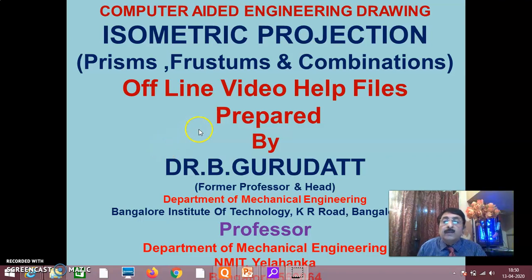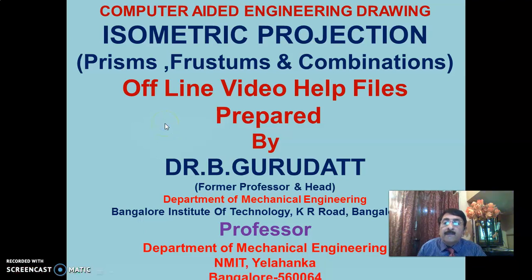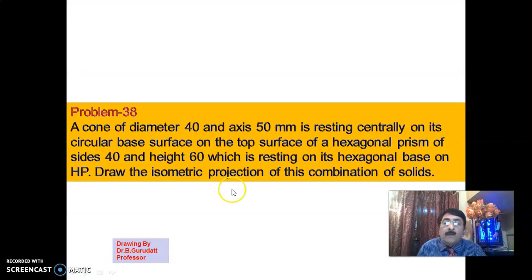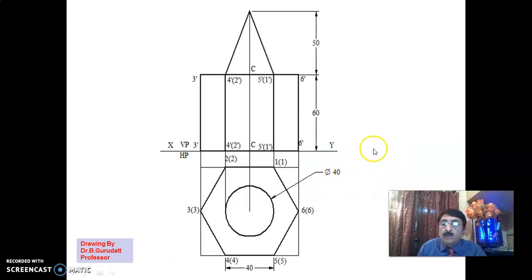Hello everyone, welcome to session 15 on isometric projections where we are doing combination of solids involving prisms, spheres, etc. Okay, here you see here. Now in this problem, the orthographic projection of an object is given.